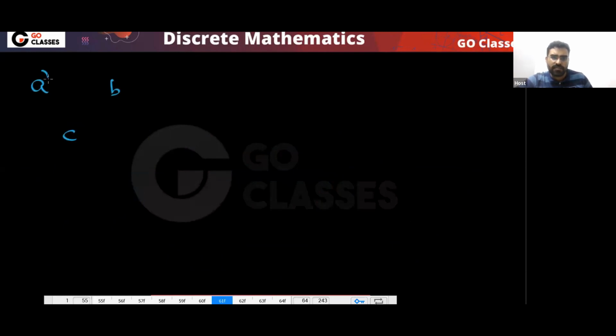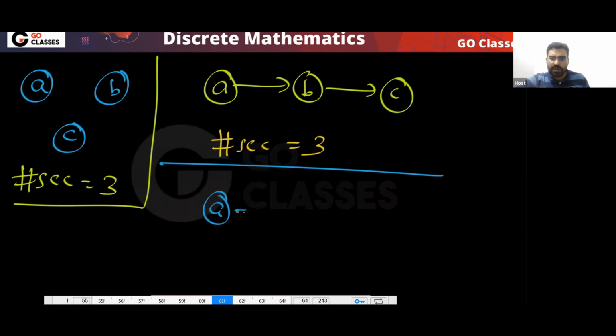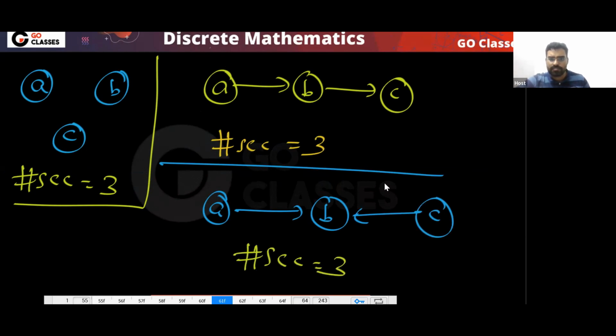Okay, how many for this graph? For this graph, how many strongly connected components? The number of strongly connected components is 3. For this graph, A, B, C, how many? Again 3. And for this graph, A, B, C, the number of strongly connected components is also 3. Is this clear? Here you have only 3 strongly connected components.